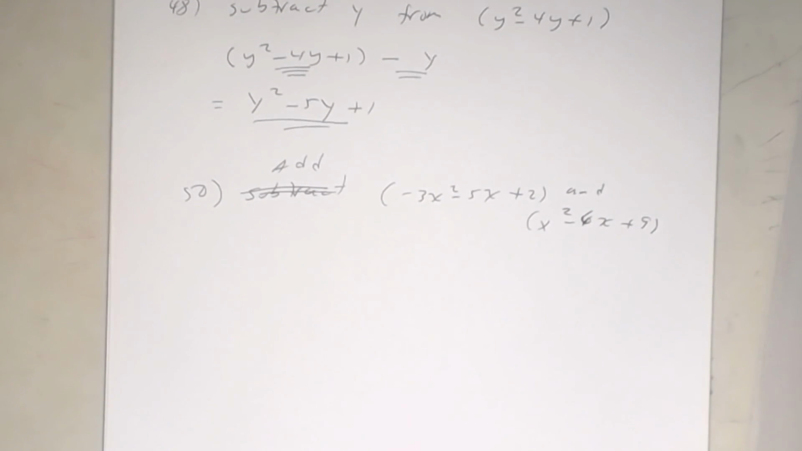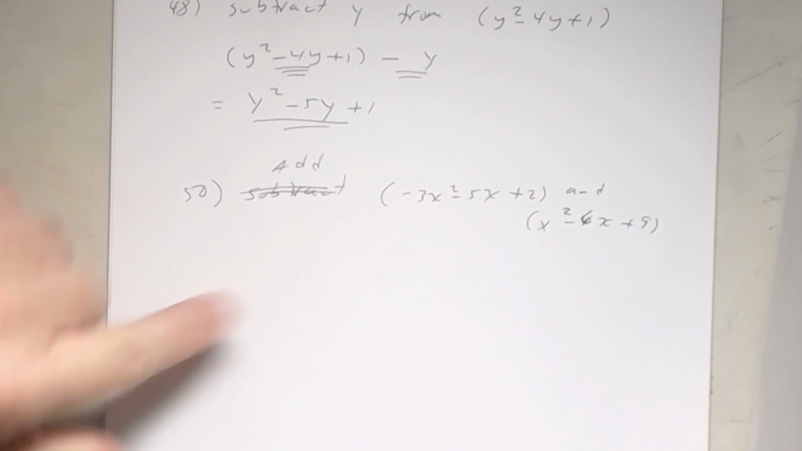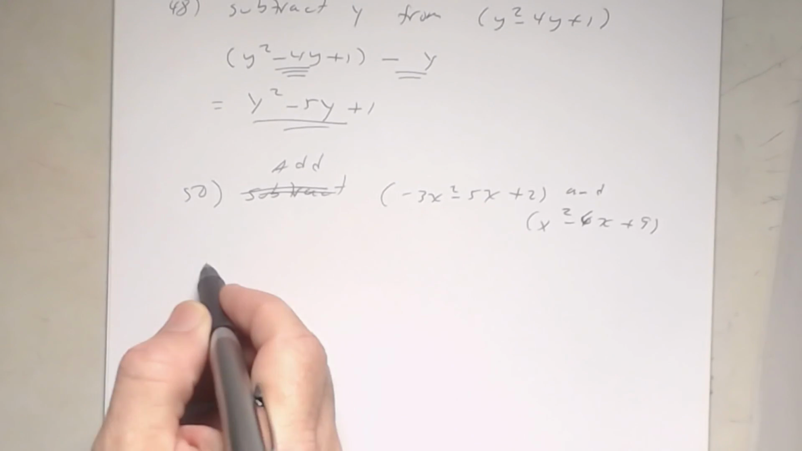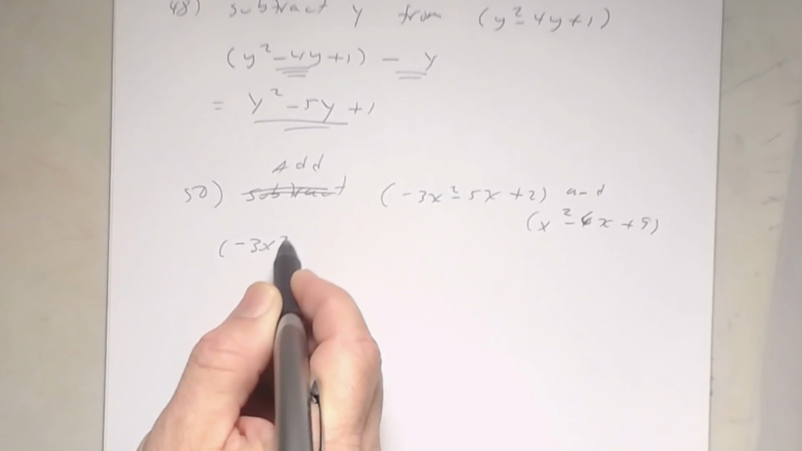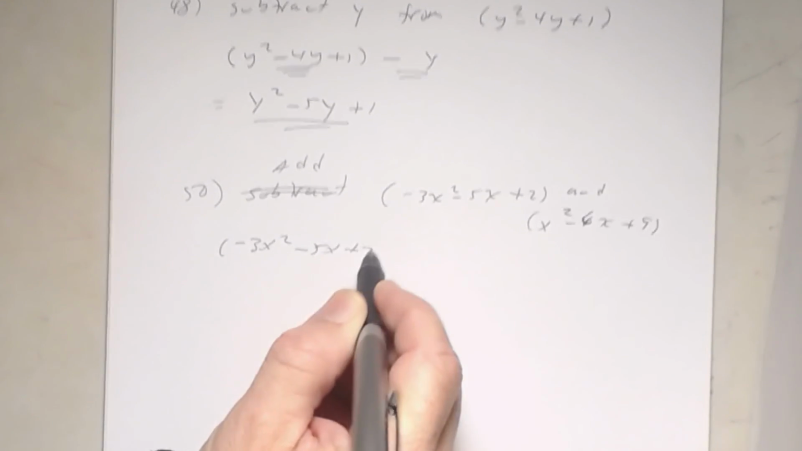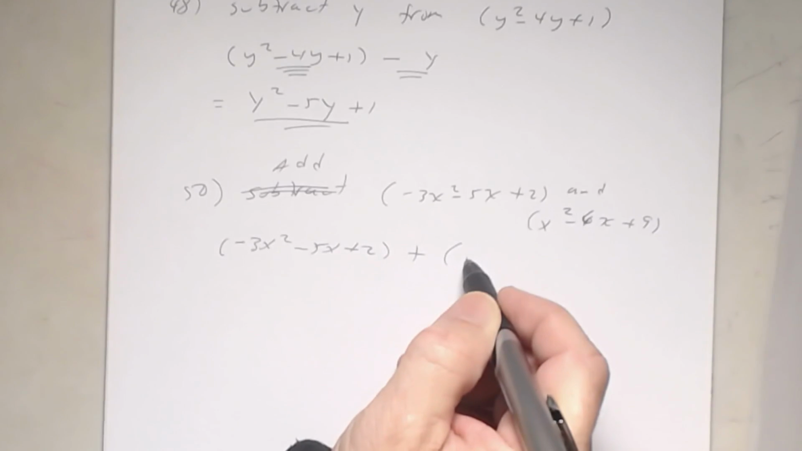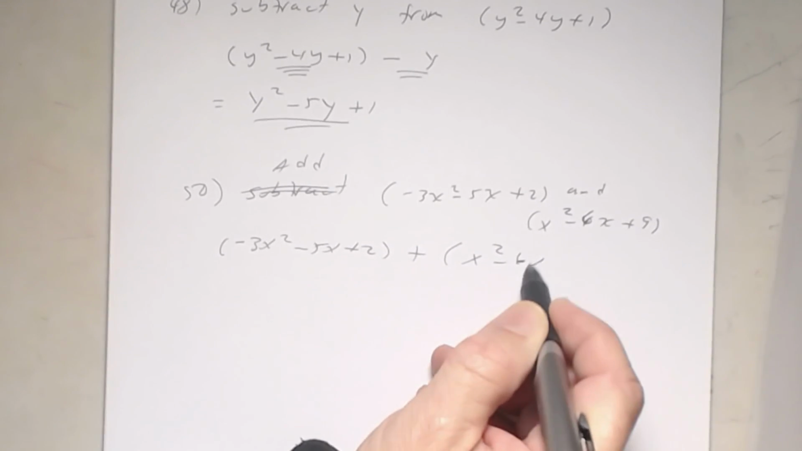Now here you're adding. Remember, addition is commutative. The order in which you add does not matter, right? 3 plus 7 is the same as 7 plus 3. Subtraction is not commutative. That's why you have to be careful with the word subtract. But here you don't. So does it matter which polynomial I put first? No, does not matter. So I'm going to put the first one first. So you're going to say negative 3x squared minus 5x plus 2 plus the other polynomial, which is x squared minus 6x plus 9.